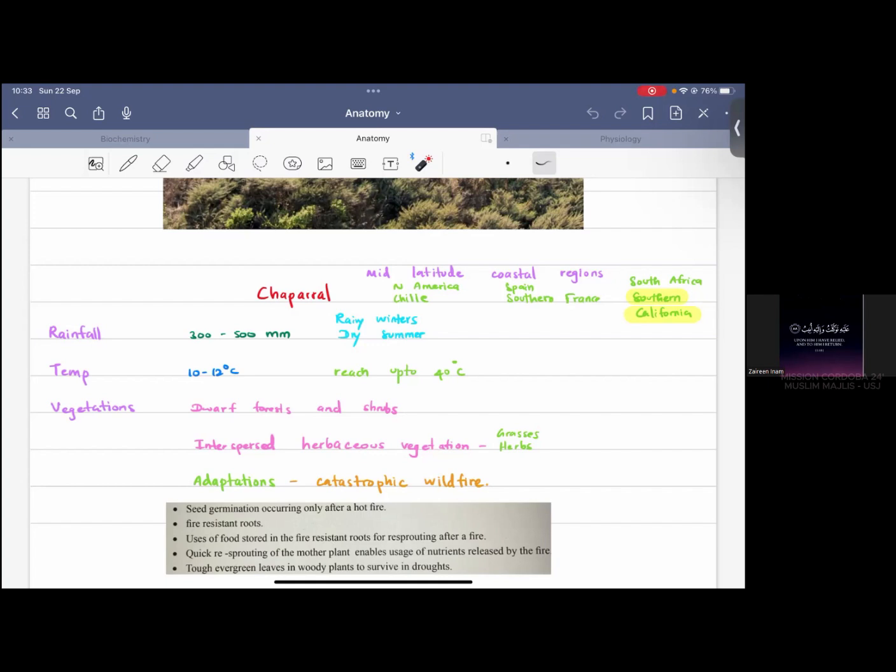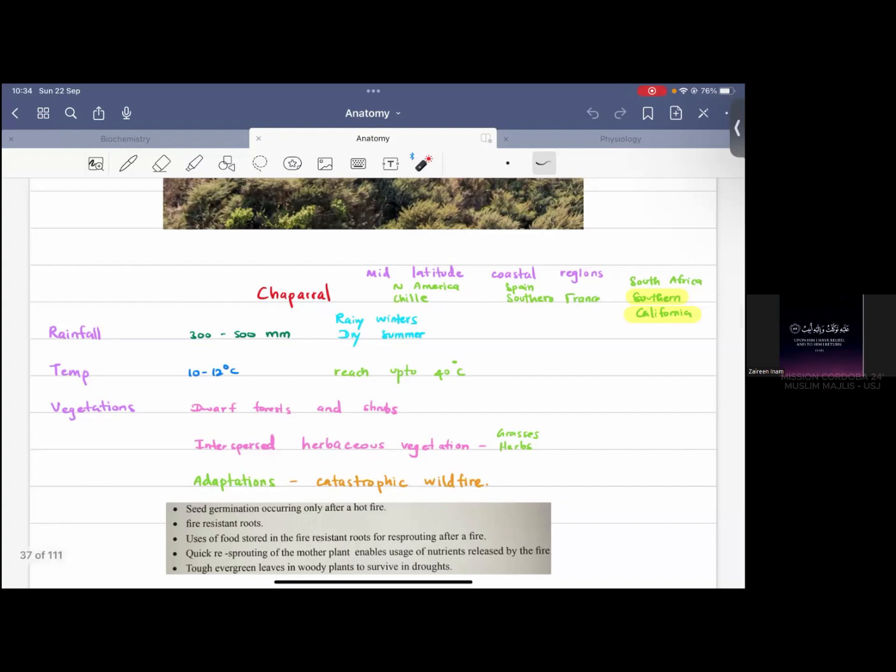The temperature is from 10 to 12 degrees Celsius, but it can go up to 40 degrees Celsius. The vegetation is not like tropical forest, but they have dwarf forest, where the trees are very short. Dwarf forest and shrubs and interspersed herbaceous vegetation. So herbaceous vegetation is here and there, like grasses and herbs. And chaparral is mainly prone to catastrophic wildfire. Always it is prone to catastrophic wildfire, so the plants have to adapt to it.